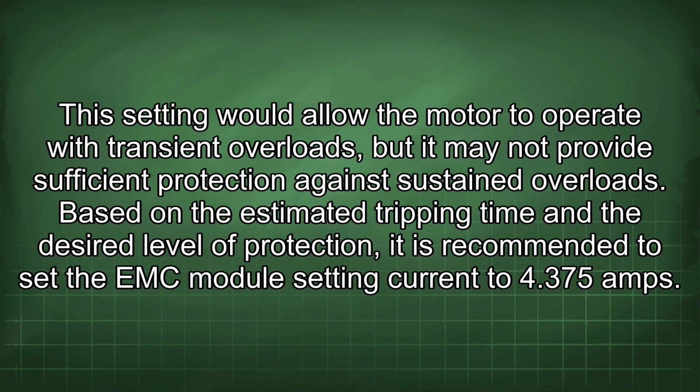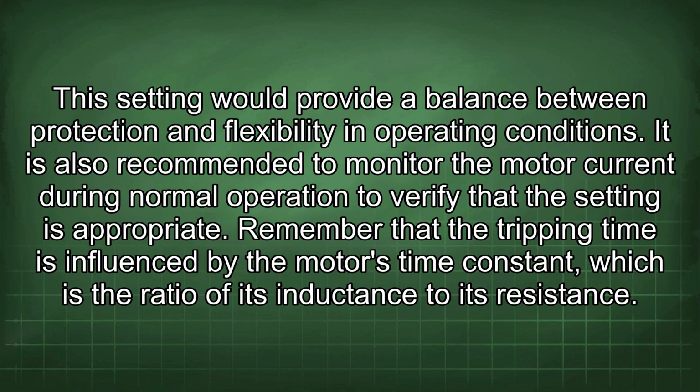overloads. Based on the estimated tripping time and the desired level of protection, it is recommended to set the EMC module setting current to 4.375 amps. This setting would provide a balance between protection and flexibility in operating conditions. It is also recommended to monitor the motor current during normal operation to verify that the setting is appropriate.